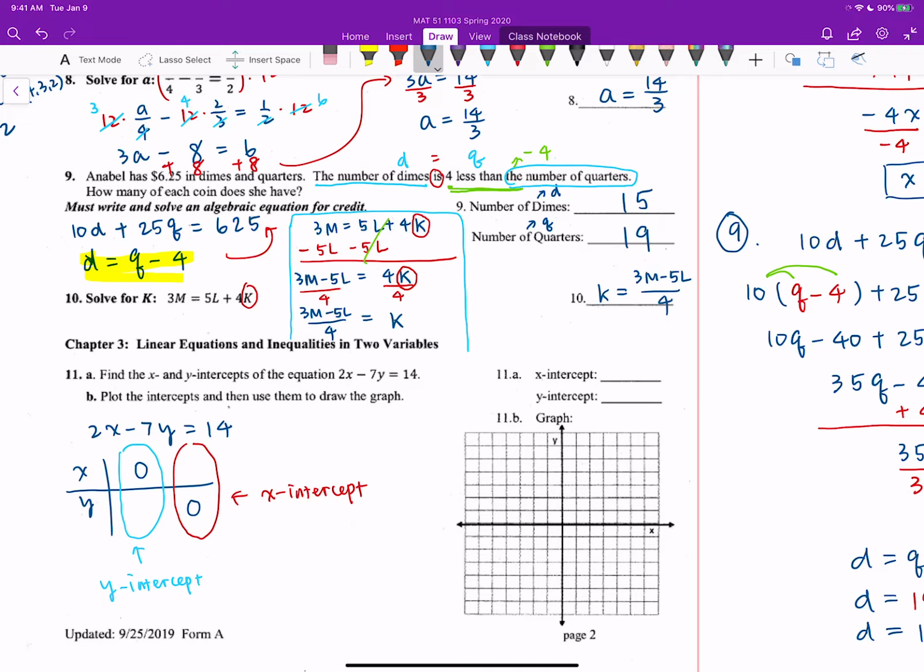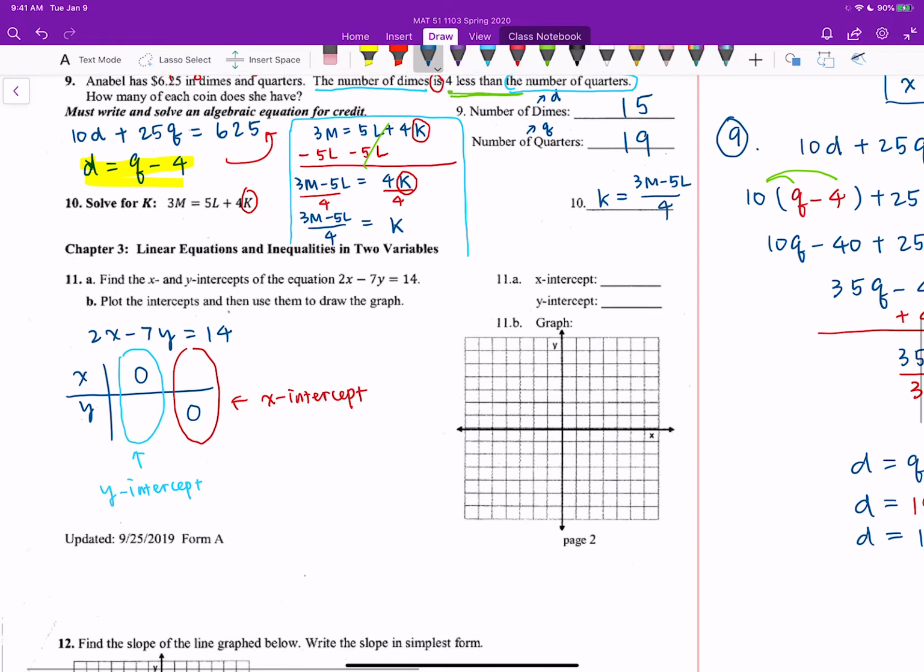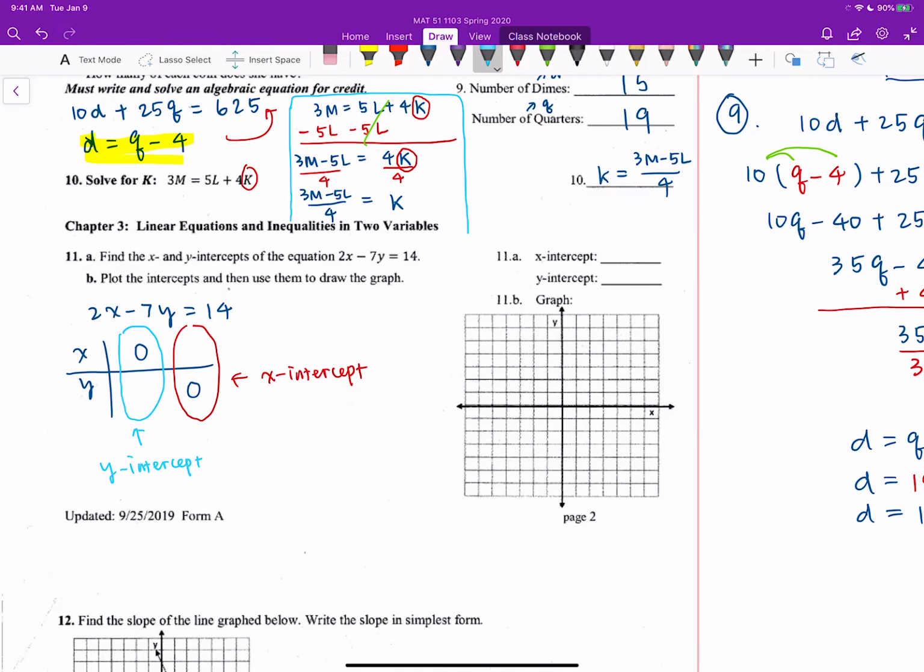So for the blue part, plugging x equals 0, you could simply cover the 2x. That's going to give you negative 7y equals 14, because 2 times 0 becomes 0. Dividing both sides by negative 7, we obtain y is negative 2. So the number here is negative 2. That is the y-intercept. Or you could write it as 0, comma, negative 2. And that is the y-intercept.